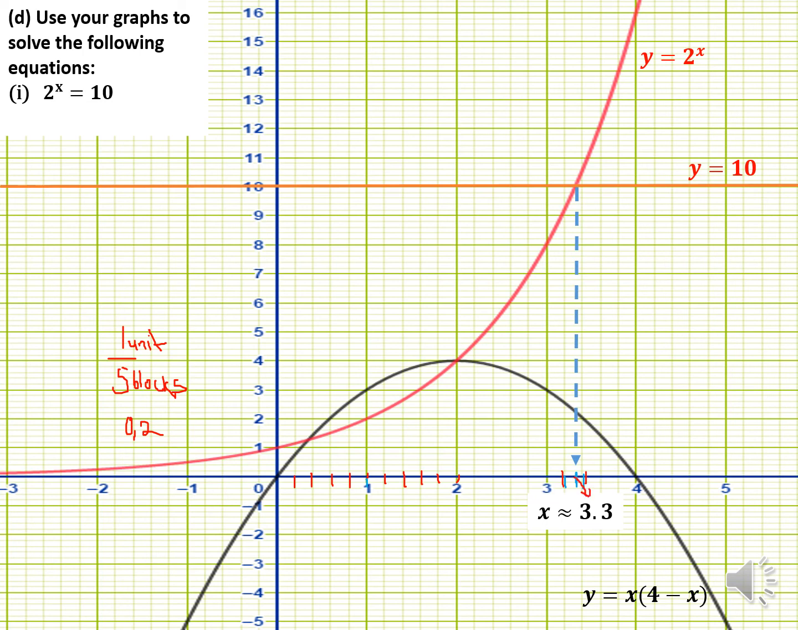I hope that makes a little bit of sense, that you have seen it. You must be able to find out what one little block or one little square represents on your particular graph.